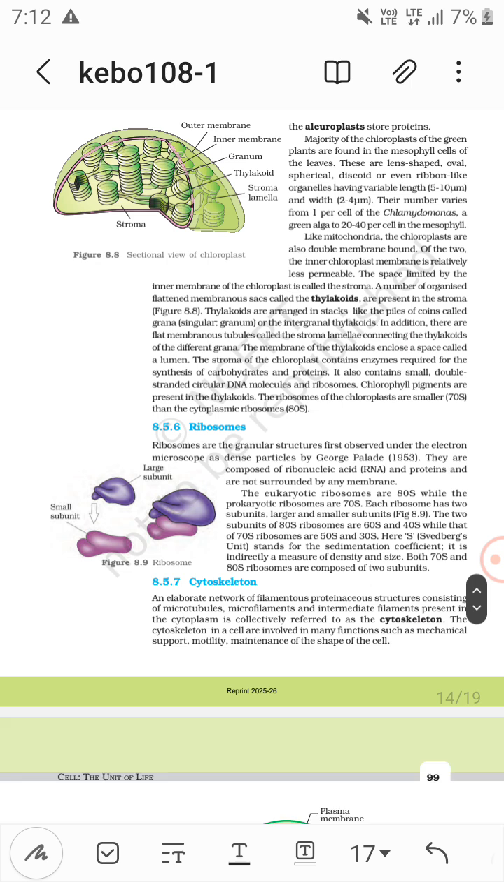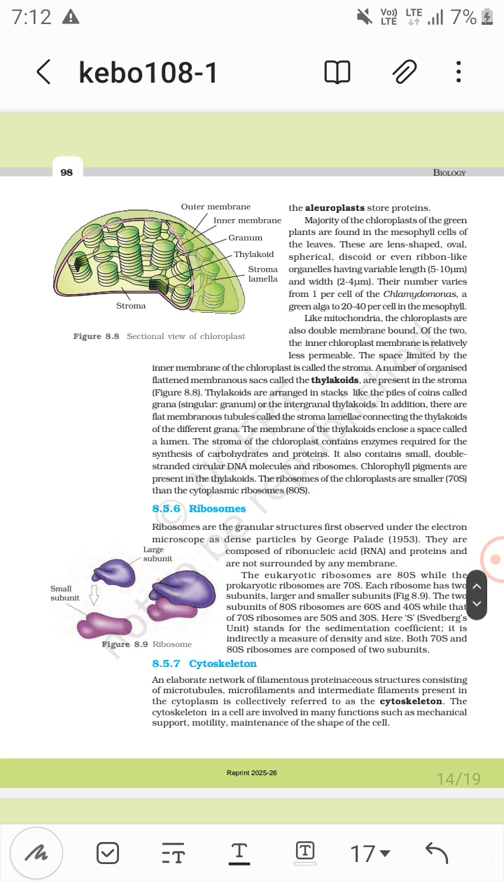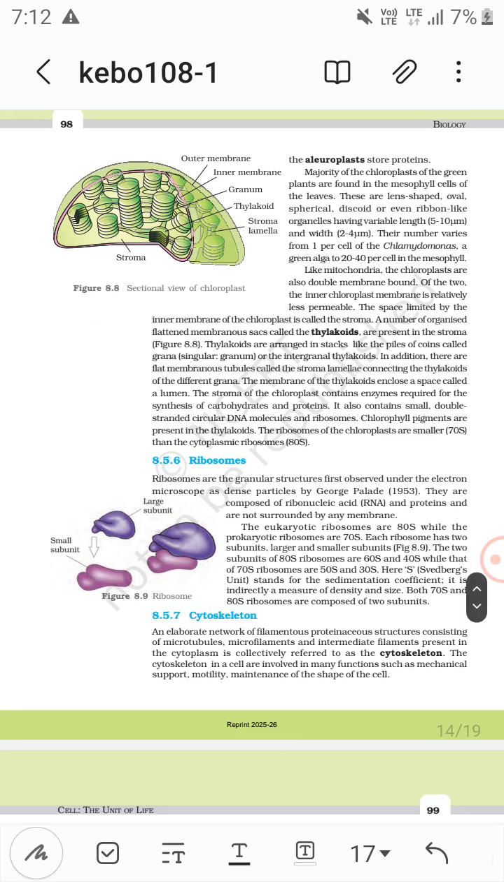Chloroplast. Thylakoids are flat membrane sacs, and they have a lumen. Chloroplast contains small double stranded circular DNA molecules and ribosomes.